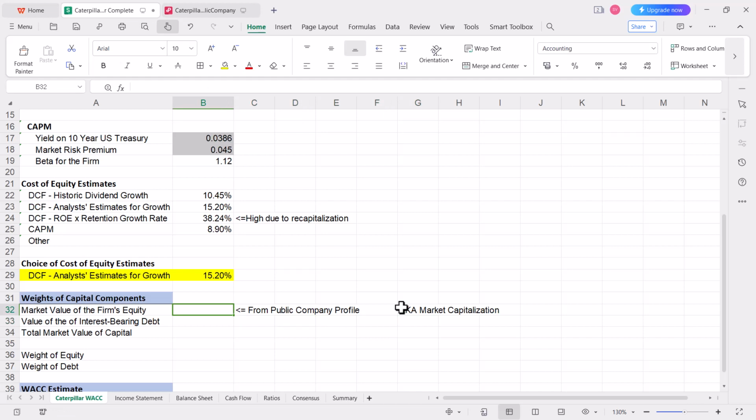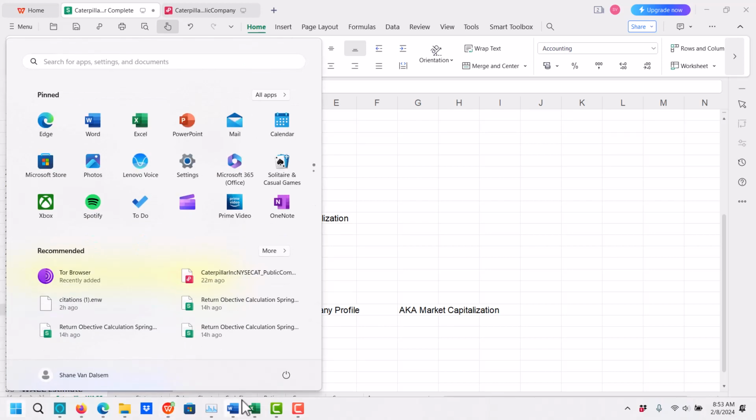And what this value is, it's the number of shares outstanding multiplied by the price per share. So it's the total value of the stock in the marketplace for the firm.